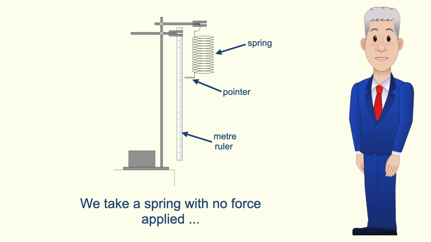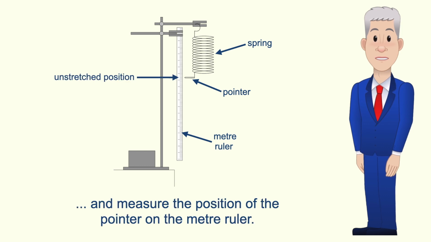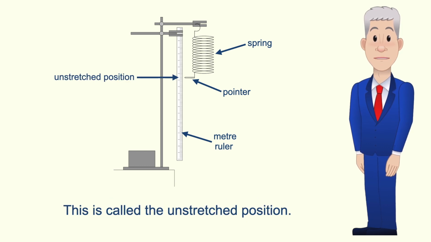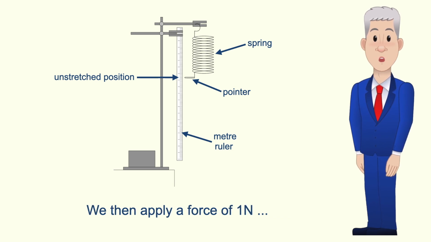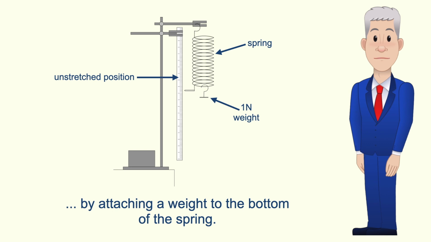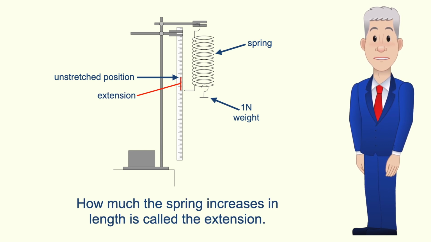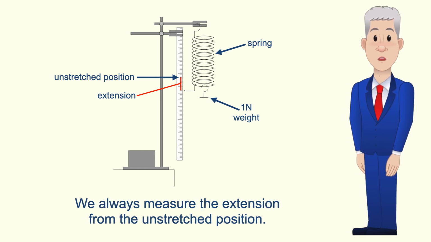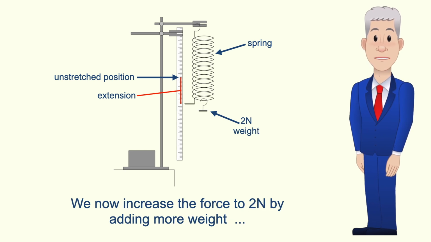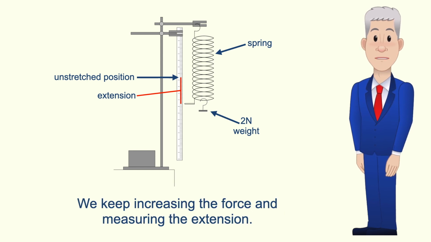We take a spring with no force applied and measure the position of the pointer on the meter ruler. This is called the unstretched position. We then apply a force of 1 Newton by attaching a weight to the bottom of the spring, and we measure the new position of the pointer on the ruler. How much the spring increases in length is called the extension, and we always measure the extension from the unstretched position. We now increase the force to 2 newtons by adding more weight, and measure the extension again, and we keep increasing the force and measuring the extension.